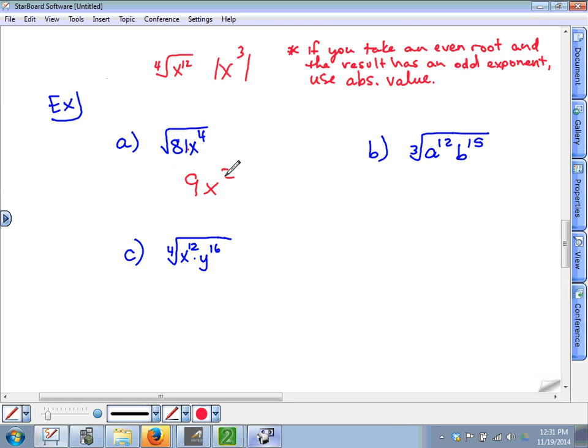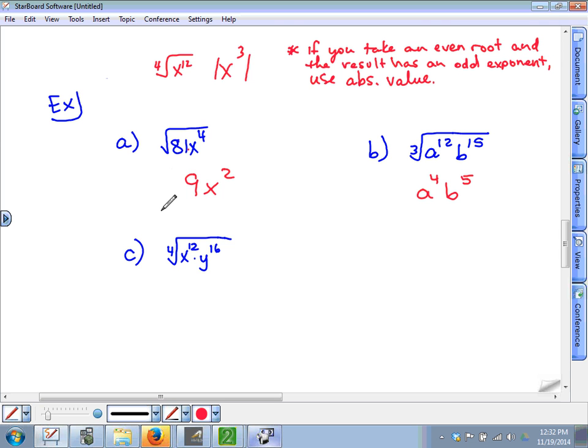What about over here in part B? Let's multiply by 3. A to the 4th, B to the 5th. You remember we take the exponent and you divide the exponent by the index. Exponent divided by index. Do any of those need absolute value? What do you think? No, it has an even root with an odd exponent. If they wanted the real roots, we would have to put a plus or minus in front of that 9.